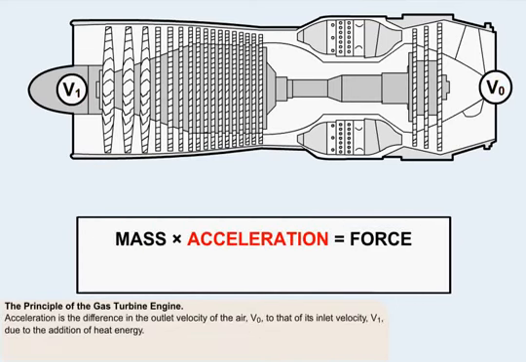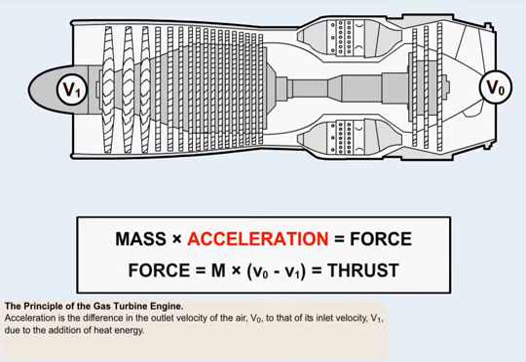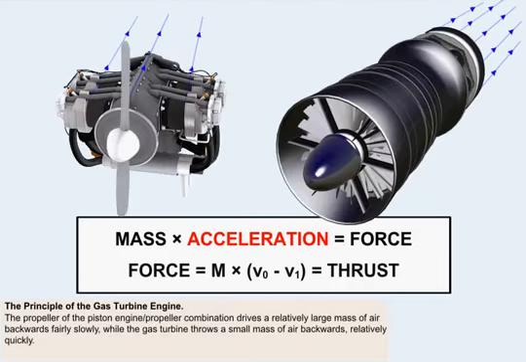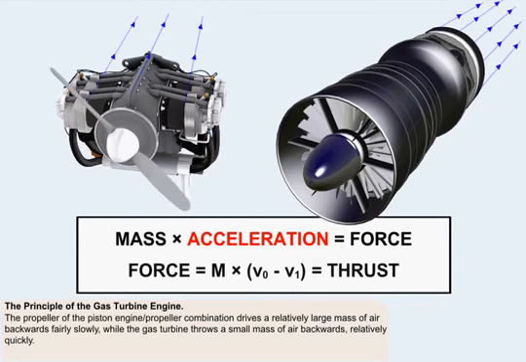The acceleration in the equation is the difference in the outlet velocity of the air, VO, to that of its inlet velocity, V1, due to the addition of heat energy. Force equals mass times V0 minus V1, which equals thrust. With the piston engine propeller combination, the propeller drives a relatively large mass of air backwards fairly slowly, while the gas turbine throws a small mass of air backwards relatively quickly.